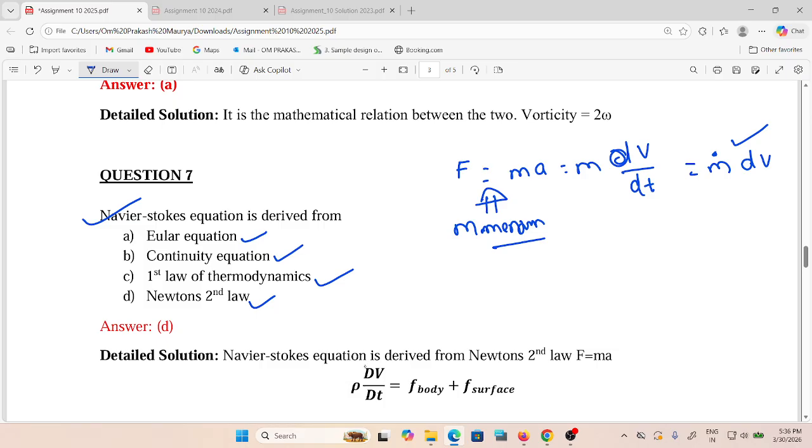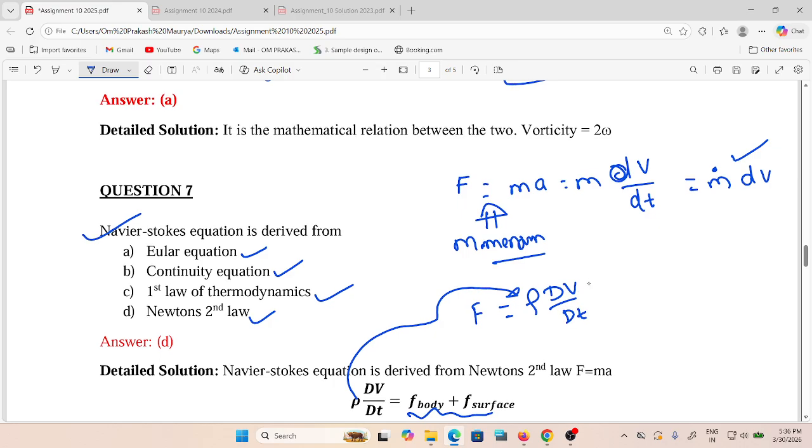So what is your Navier-Stokes equation? Here you can see the Navier-Stokes equation. That is your force, this is your force. Force, this combined, is equal to your rate of change of mass into your velocity. Here you can see, for the mass, it is written density, and del v by, or dv by dt. Hope you are able to correlate the things I am talking about.